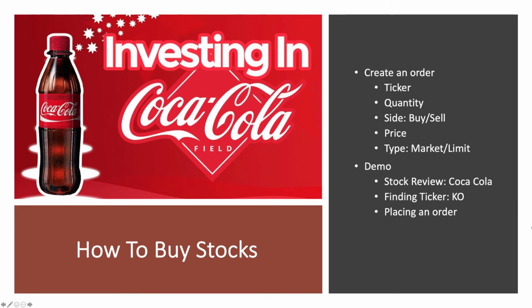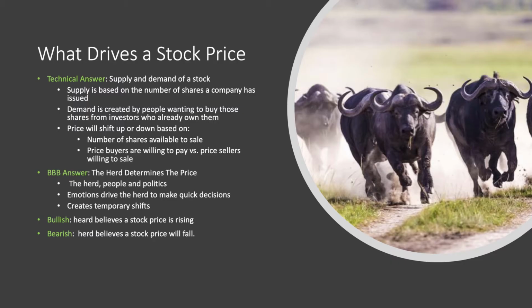All right, so we've gone through our demo of Coca-Cola. We found a ticker symbol. We found out how to find a ticker symbol. And to be honest, if you just type the name of a company in Google, it will come up with the ticker symbol. It's pretty simple to find a ticker symbol. So those are some ways you can actually locate one. And also we went through how to place an order. So let's keep going here.